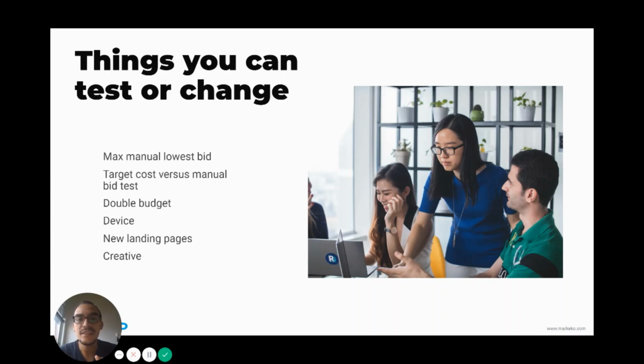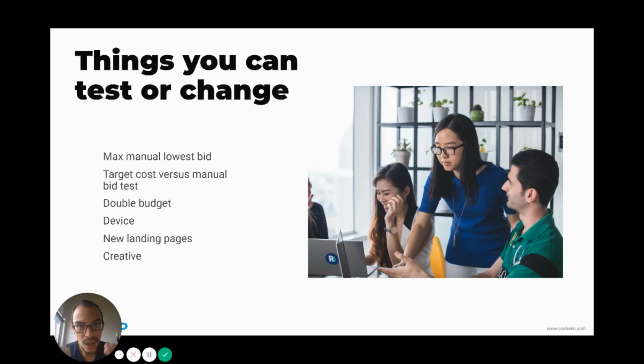And so things that you can test or change with horizontal scaling, I would say changing the maximum or lowest bids. So I would say manual bids work pretty well with horizontal scaling, right? So you don't want to use lowest cost necessarily, but manual bids could work, and you can change this, right? So if you already know how much your cost per acquisition is, you could change those bids as well and see if you get better results by moving that bidding, right? Or that manual bid that you're using. Target cost versus manual bid. This is something that you can test as well.